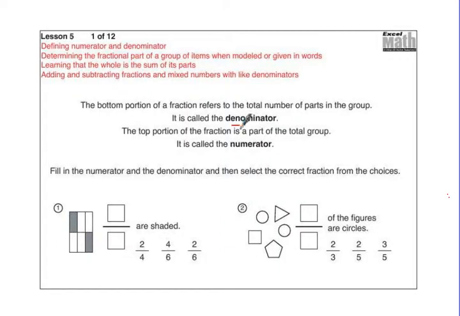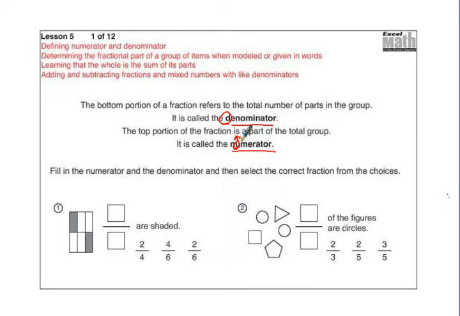It is called the denominator. The top portion of the fraction is the part of the total group. It is called the numerator. I sure hope you already know that, but remember the denominator is down. Denominator is down. The numerator is up. Got that U in there for up. Denominator down, numerator up.